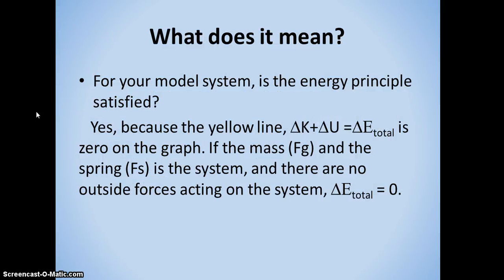Now, what does this mean? Is the energy principle satisfied? Well, I just showed you that because the yellow line of delta E total is 0 on the graph. If there are no interactions, then delta E should be 0, which is true.